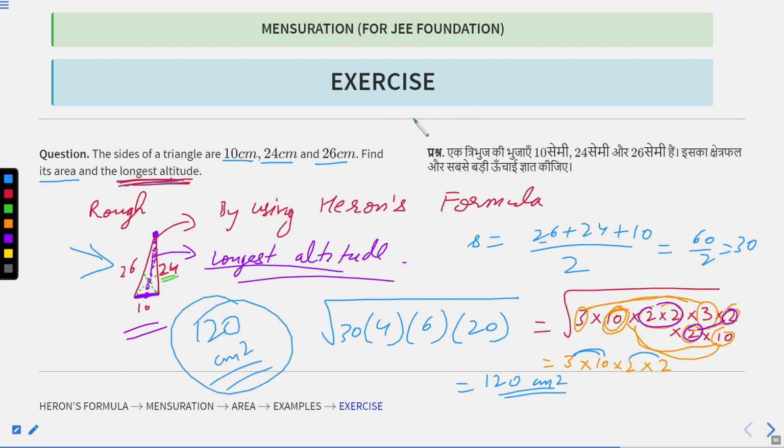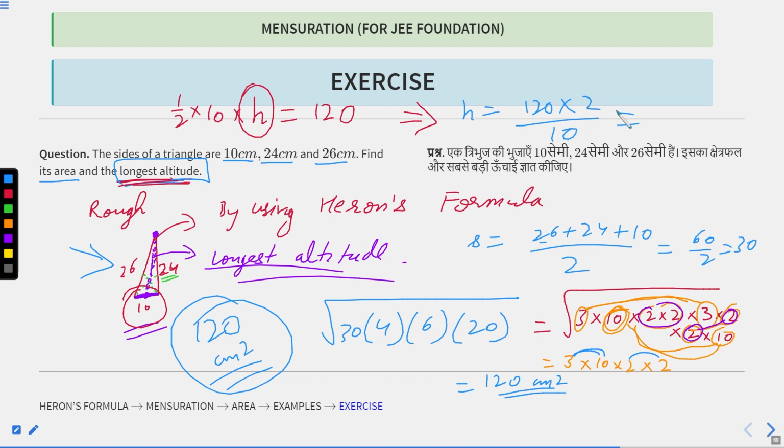Okay, and now using the other formula, half times the base, which is now 10, times the height. We have to find out the height. I am taking it as h, and this is equal to 120. Now just solve for h to get the value of the height, or the longest altitude. So h is equal to 120 times 2 by 10, which is 240 by 10, which is equal to 24 centimeters.